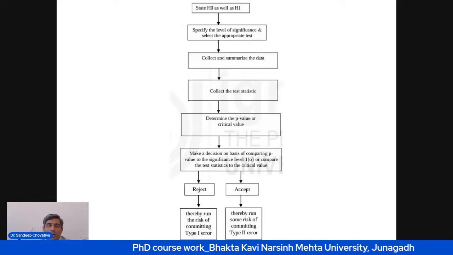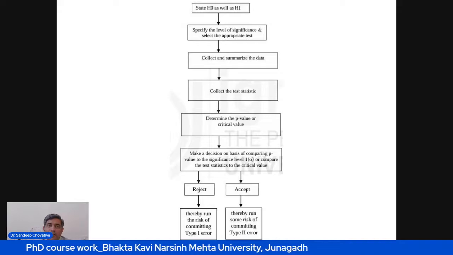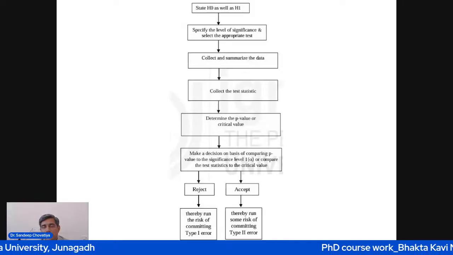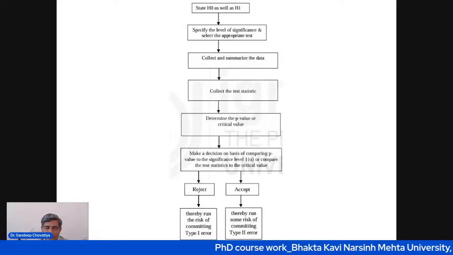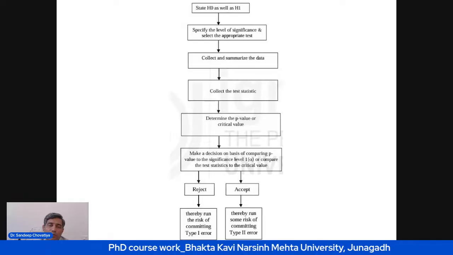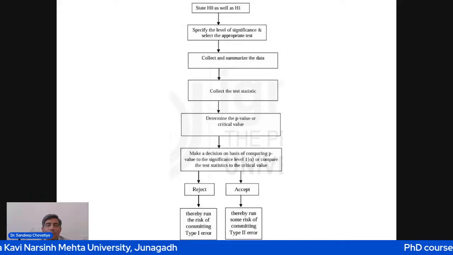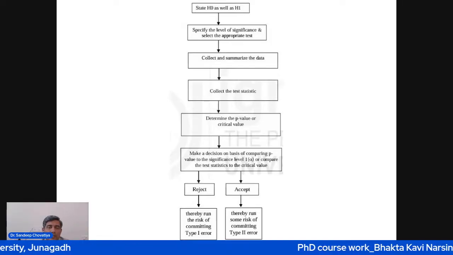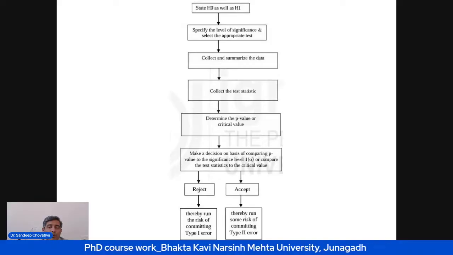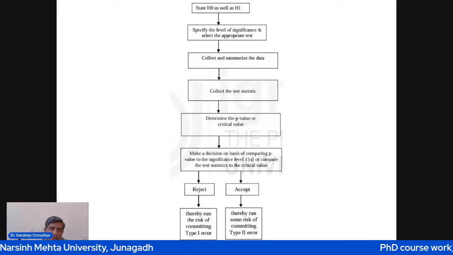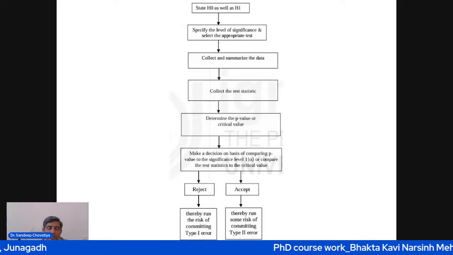Then second, specify the level of significance and select the appropriate test. Number three, collect and summarize the data. Then calculate the test statistic. Then determine the p value or critical value. After that, we make a decision on the basis of comparing the p value with the level of significance, which is known as alpha, or comparing the test statistic with the critical value. So based on that we reject or accept the null hypothesis.